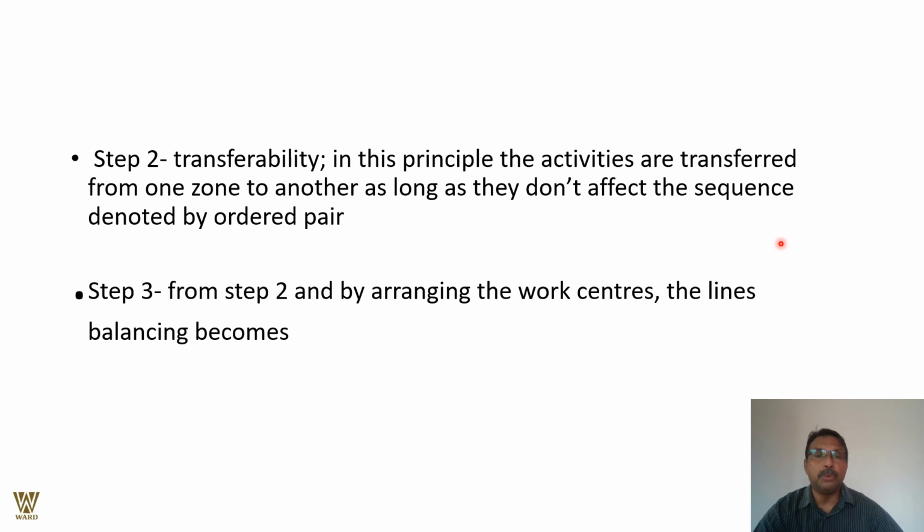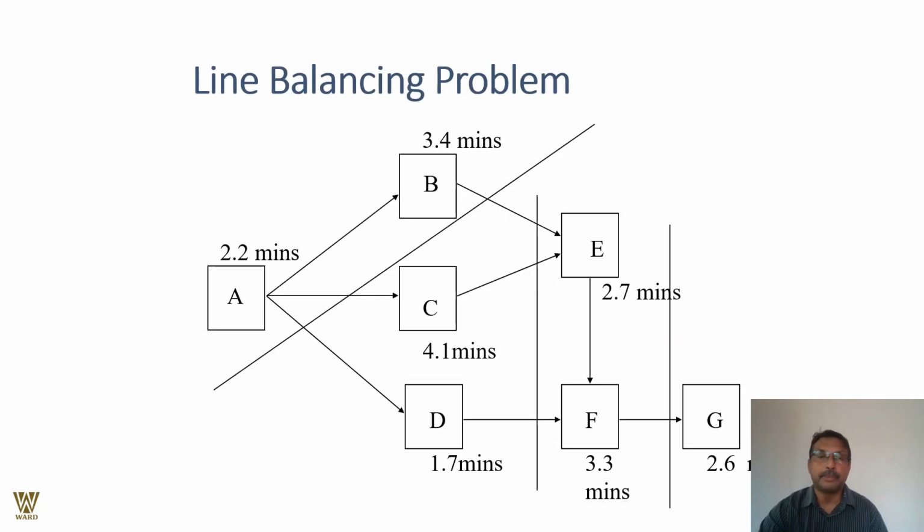Allow me to go to step two, which is transferability. In this principle, the activities are transferred from one zone to another as long as they don't affect the sequences denoted by the ordered pair. Step three: from step two, by arranging the work centers, the line becomes more or less balanced. Now, what happens if this is the line balancing format? If 2.2, we can start as an initiating program for A, for D and C. They start working around it.